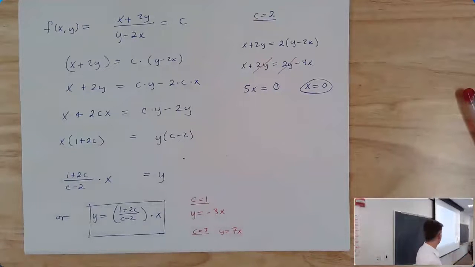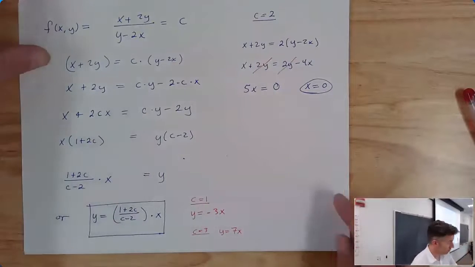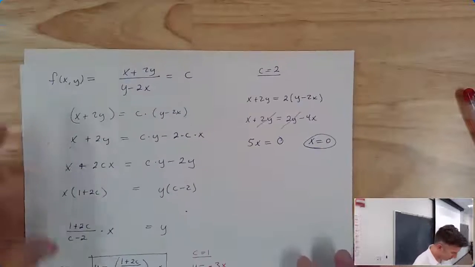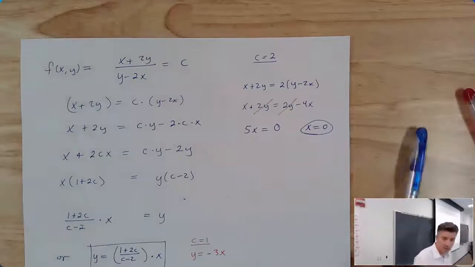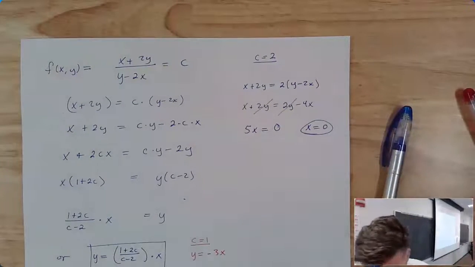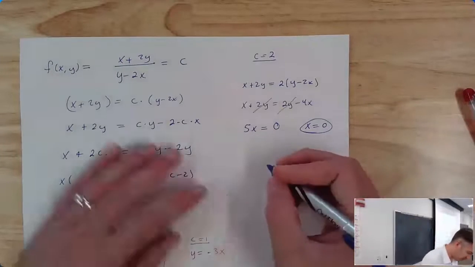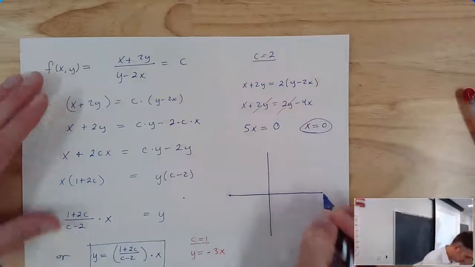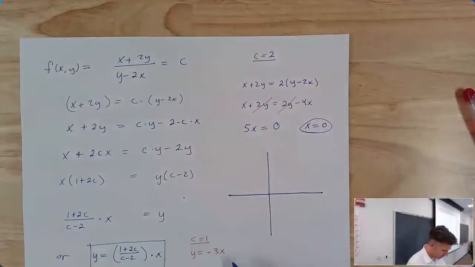Doing C equals 2 and drawing that vertical line on top would be correct. Yeah. So if I was going to start drawing my level curves, I would probably try to draw them in a way that didn't look bad. Like you actually have to draw them probably. So if I was going to draw some level curves, for C equals 1, I've got y equals negative 3x.